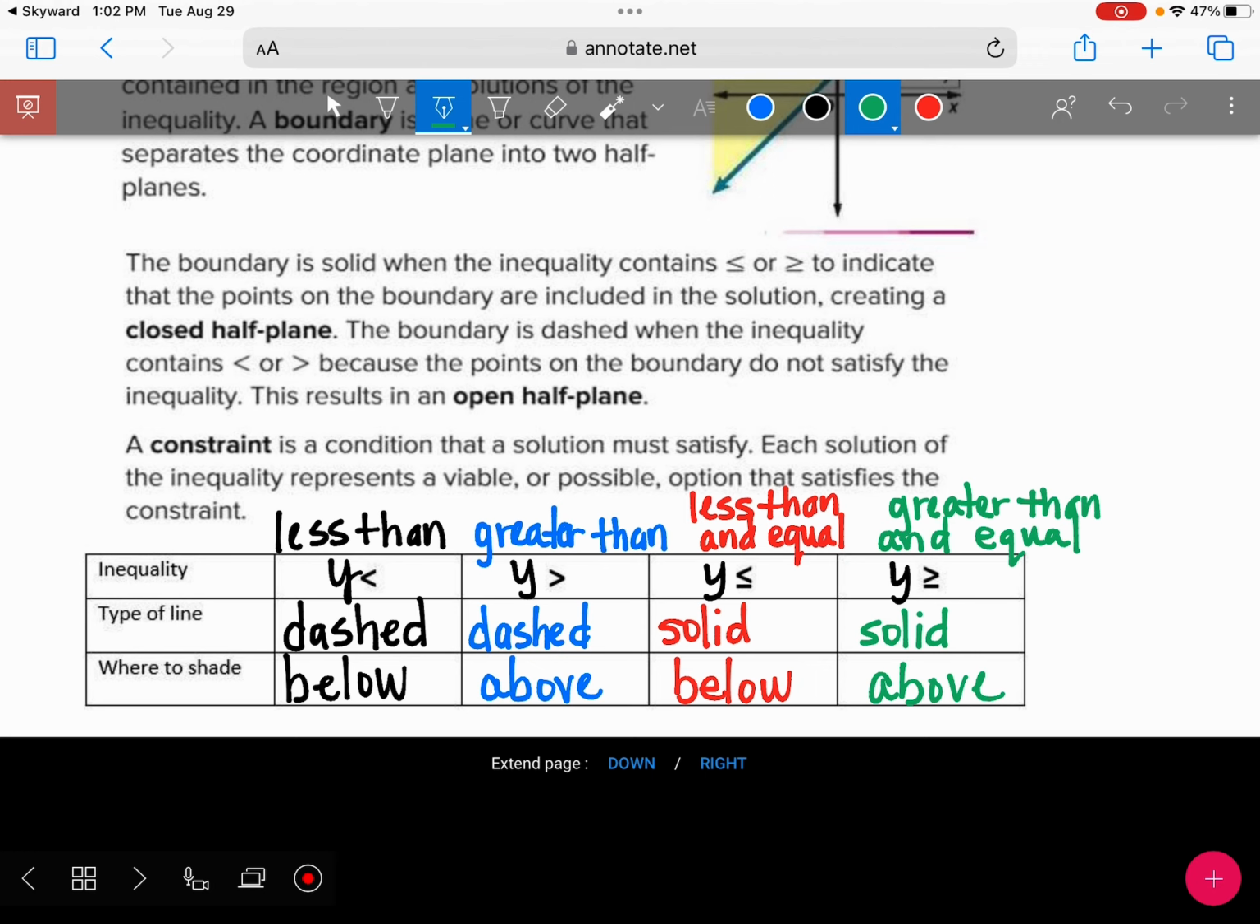We're on page, I think, what did we say we're on again? 14? Page 14 in our note packet.